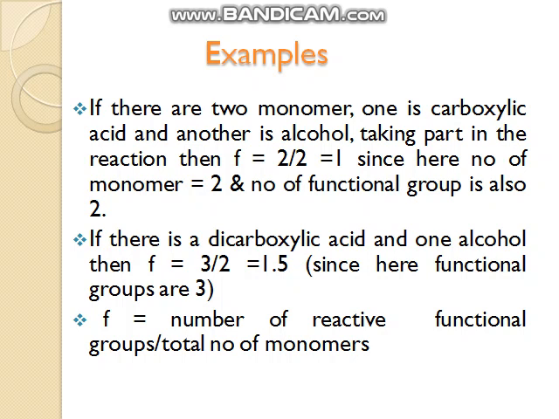If there is a dicarboxylic acid and one alcohol, then the functionality is 3 by 2, that is 1.5. Here the dicarboxylic acid has two functional groups whereas the alcohol has only one, so the total number of functional groups taking part in the reaction is 3. But the monomers are 2. So the functionality is 3 by 2 equals 1.5. So functionality is defined as the number of reactive functional groups over the total number of monomers.